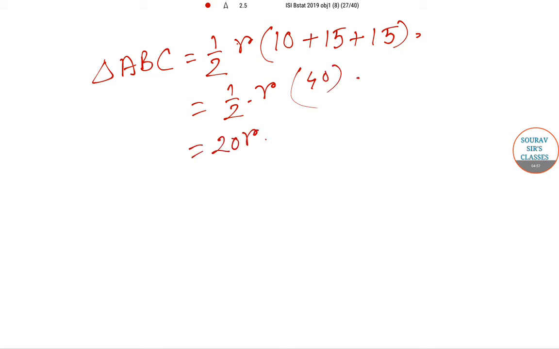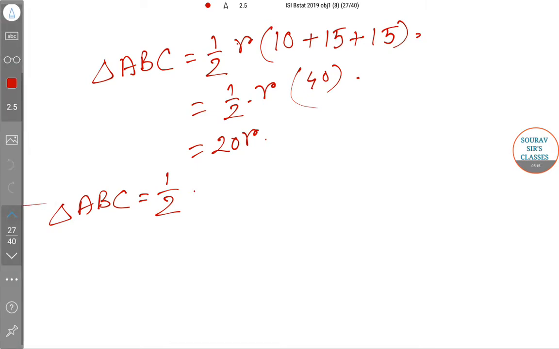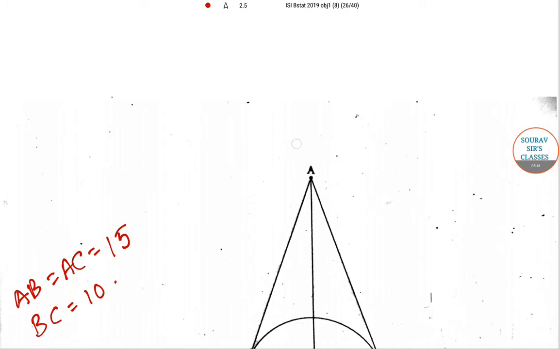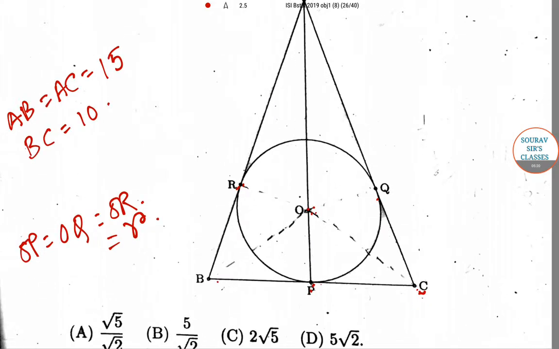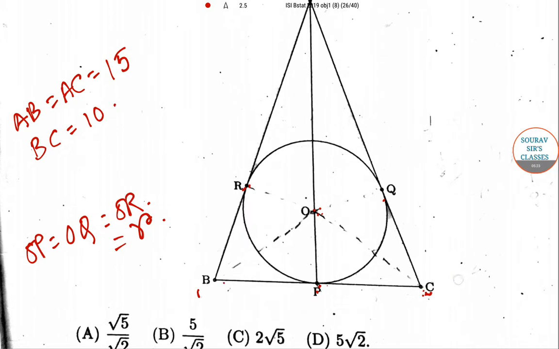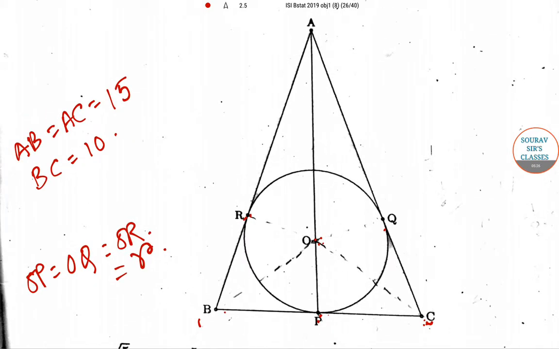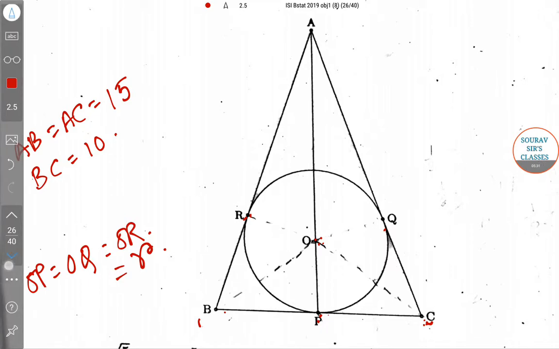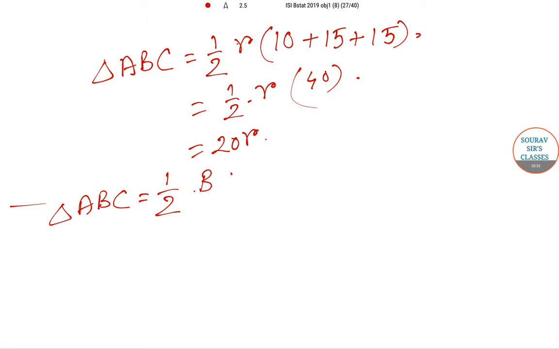In another way, we have the area of triangle ABC equal to half into BC into AP.